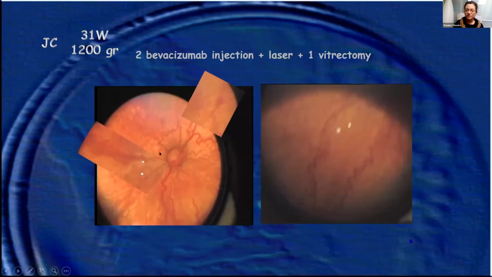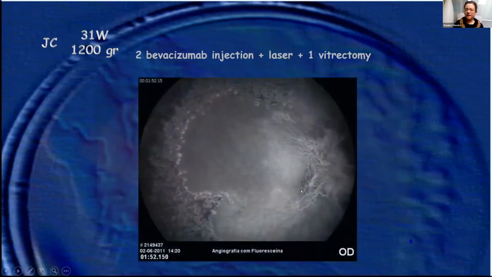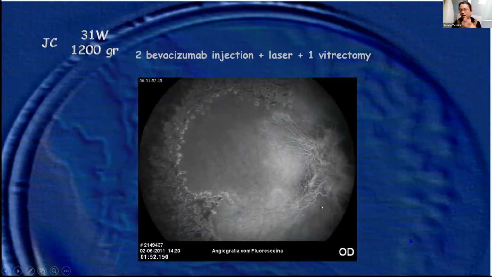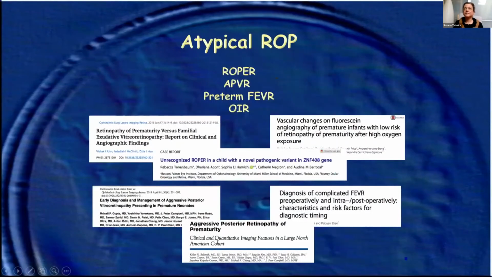It seemed almost like an oxygen-induced retinopathy, but he had no problems with oxygen at the time, and he behaved like what we now call our ROP babies, mixed between ROP and FEVR. So I bring this just to remember that there are atypical ROP cases that we must diagnose.